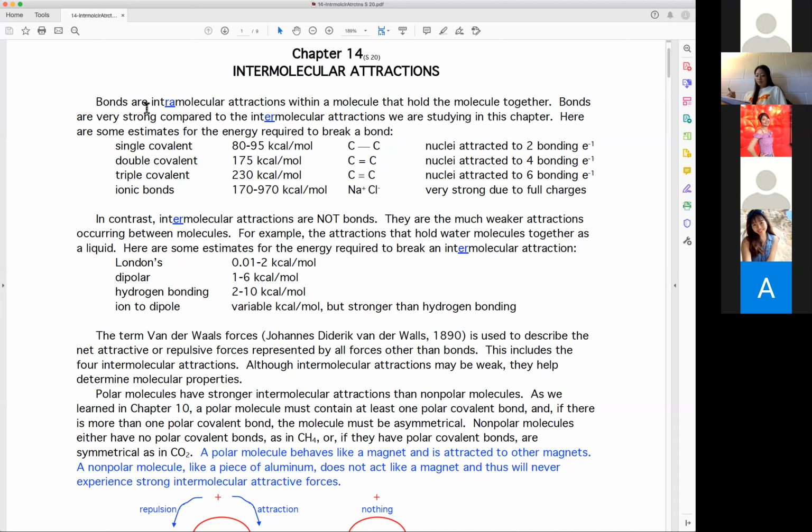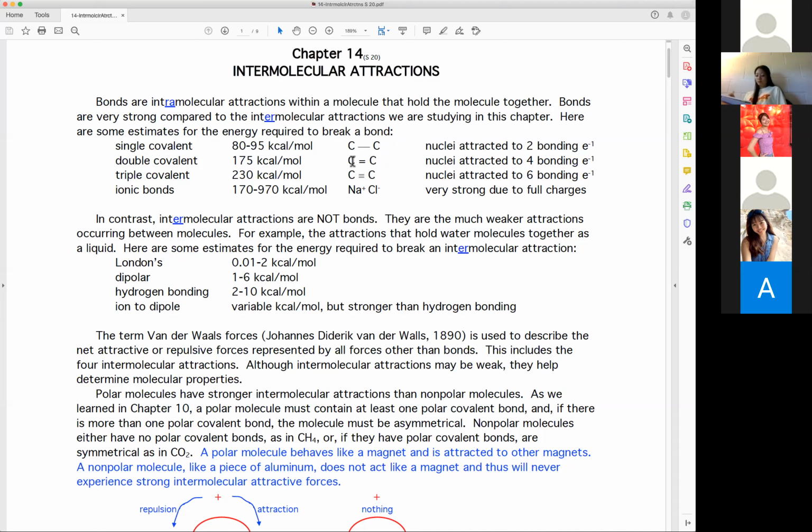So we've already studied intramolecular attractions. Those are simply the bonds, right? So bonds are very strong compared to the intermolecular attractions. That's what happens between molecules. So here's the strength of some bonds. So you see single covalent bonds. The nuclei are attracted to two bonding electrons. So the bonds are long. They're kind of easy to break, at least easier to break.